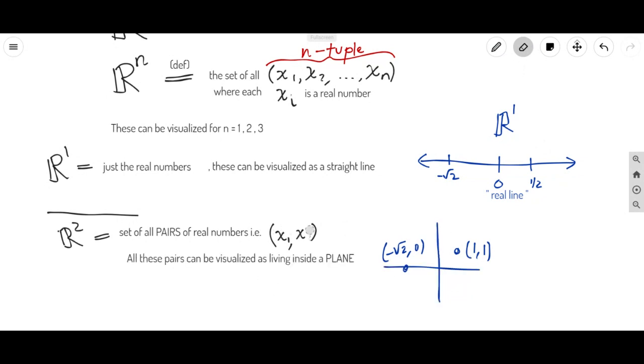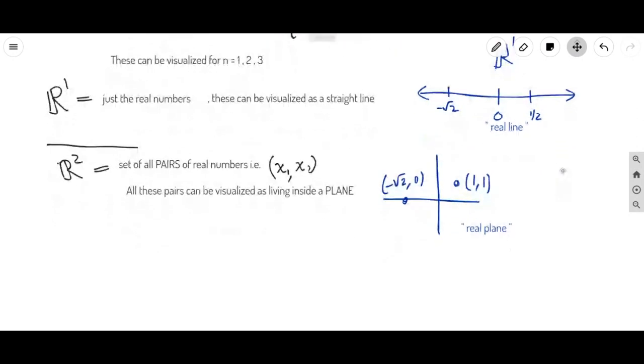all points, right? So these are like two-dimensional points. These are all of these points, but you now need two numbers to represent the point. And we call this the real plane. You can just say the plane, but if you want to emphasize that you're using real numbers, you say this is the real plane.